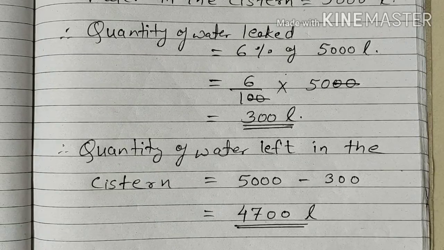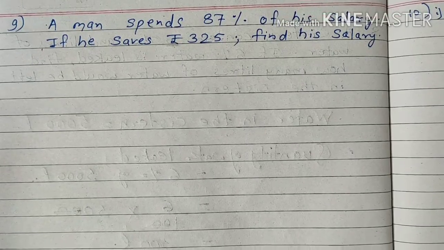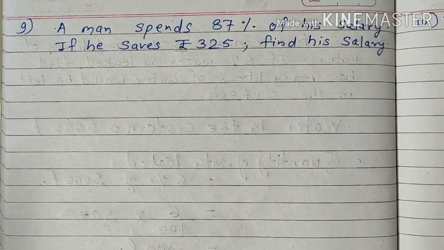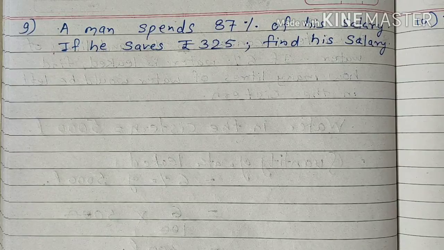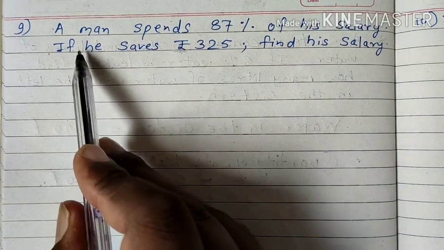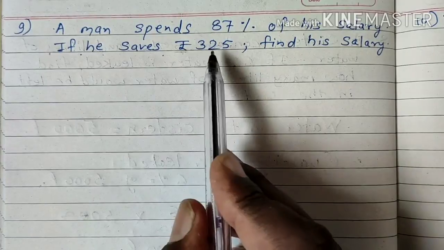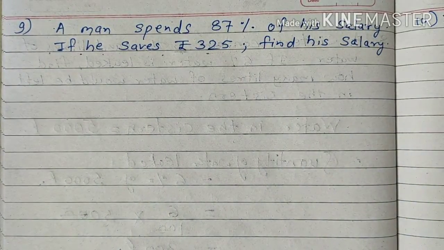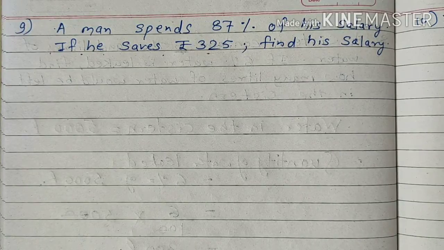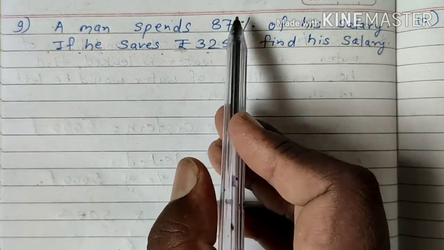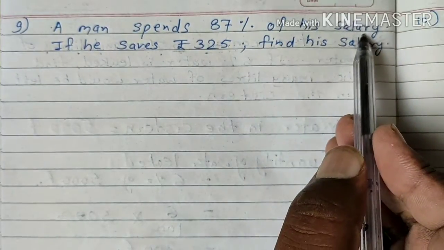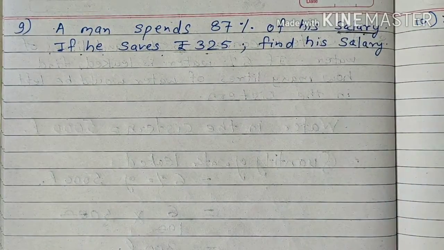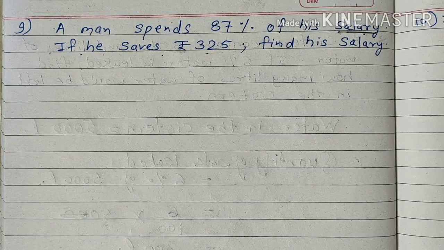Okay, now the next question, question number 9, we will discuss. In this question number 9, a man spends 87% of his salary. If he saves rupees 325, find his salary. Okay, we want to find out the salary. So actually 87% of the salary, but we don't know what the salary is here. We don't know that.